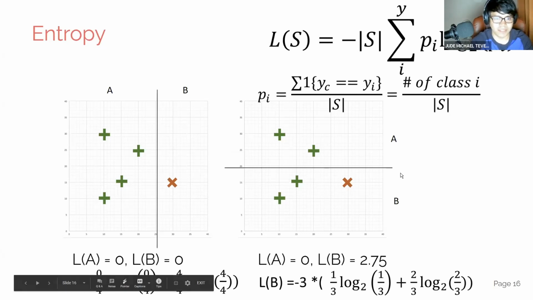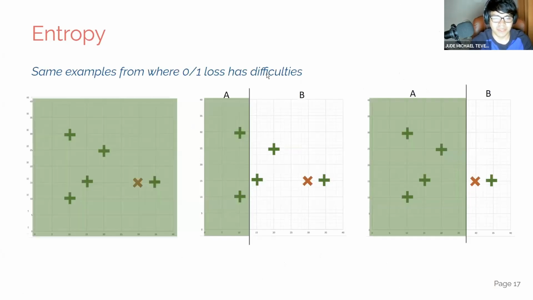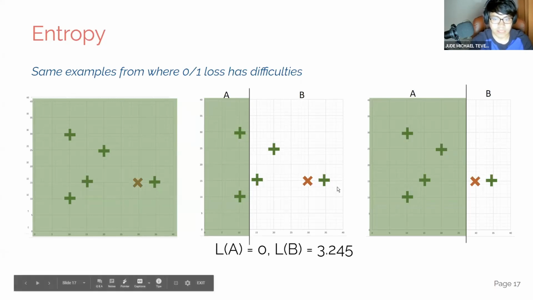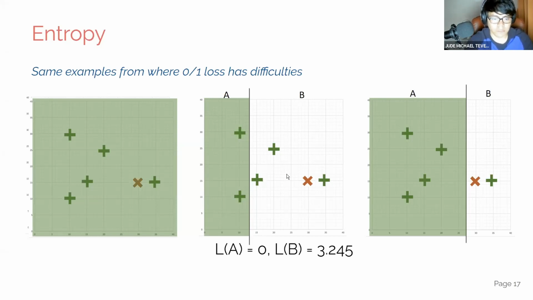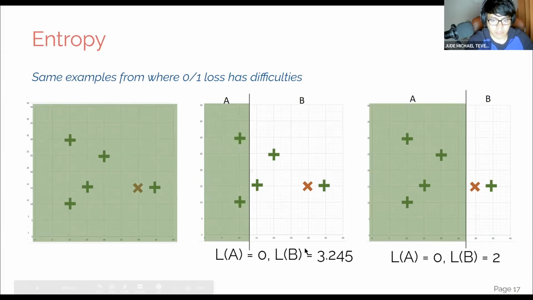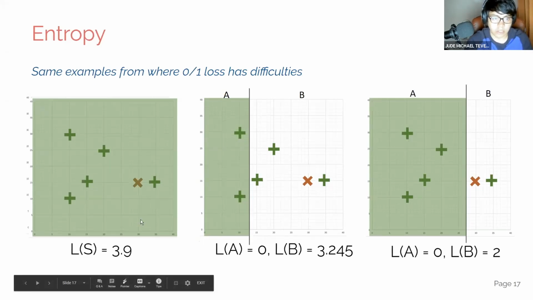Of course, this is the same as the 0, 1 purity loss. But how about this example wherein the 0, 1 loss performed bad? Because remember earlier we only got 1, 1, 1, 1 loss for all examples. So let's compute. If we apply that equation there, we'll get the following. The loss for B is 3.245, whereas for this different splitting technique we'll get a loss of 2.